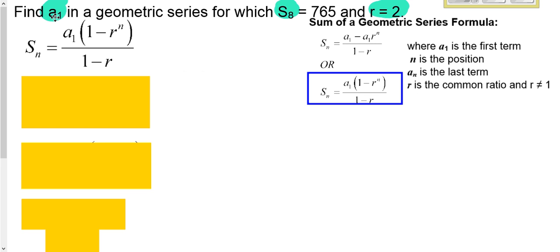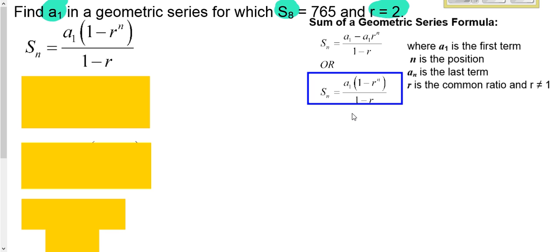For this one here, I'm looking for the first term. I'm given my sum. And by the way, the subscript tells you what n is, so n is 8, and I'm given my ratio. But I need to find that first term. So I'm not going to use this first one. Yes, I have S sub n, I have n, I have r, but a sub 1 shows up in two spots. I'm going to use the second one where a sub 1 is basically factored out. It only shows up in one spot. It's going to make it easier to solve.